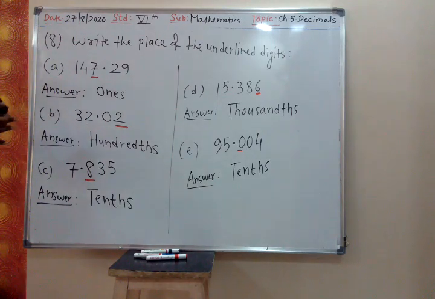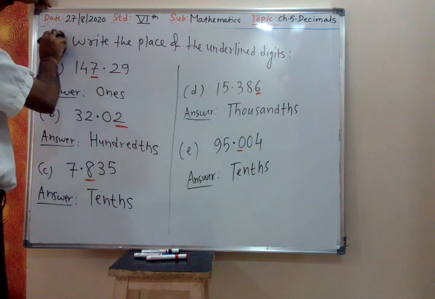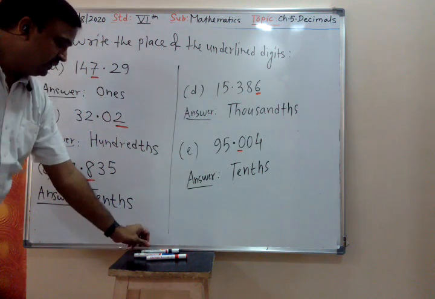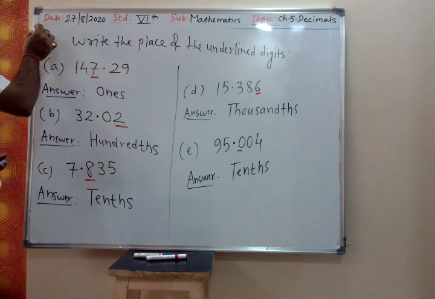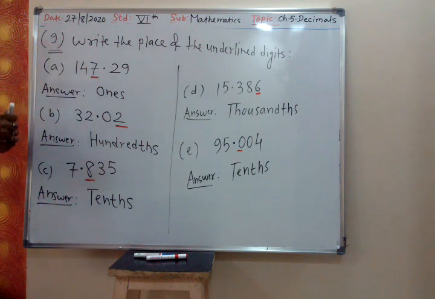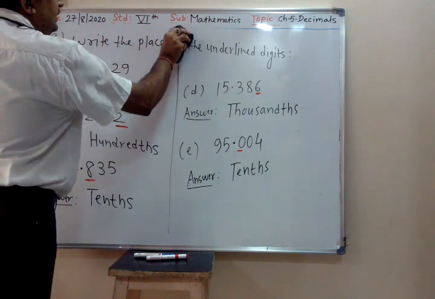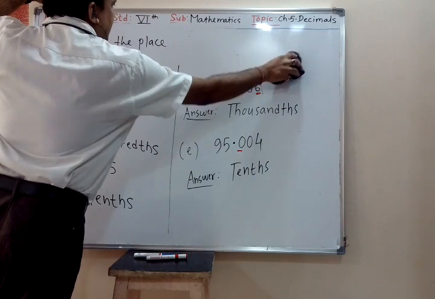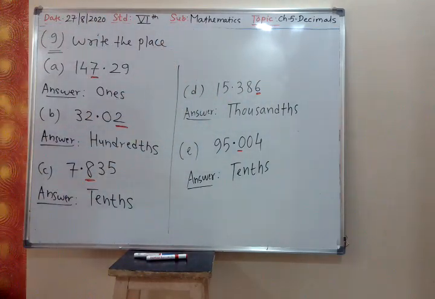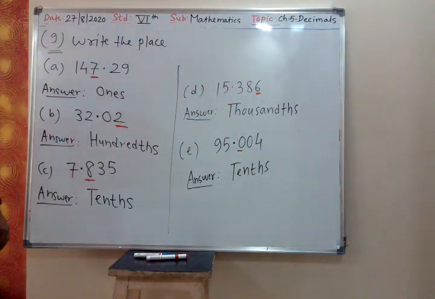Now let us write 9. Write the place value of the underlined digits. Now we have to write down the place value. Place means you have to write down the position. And place value means you have to multiply that digit by the position. You have to multiply the digit by the position for place value.